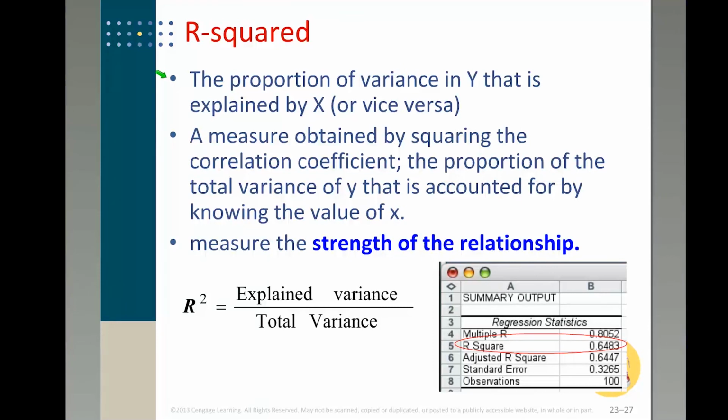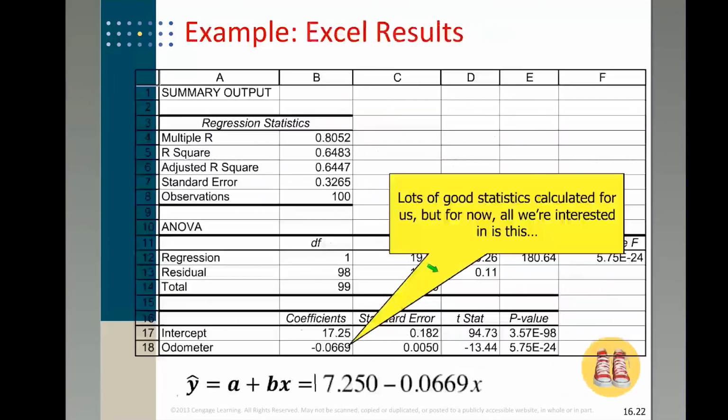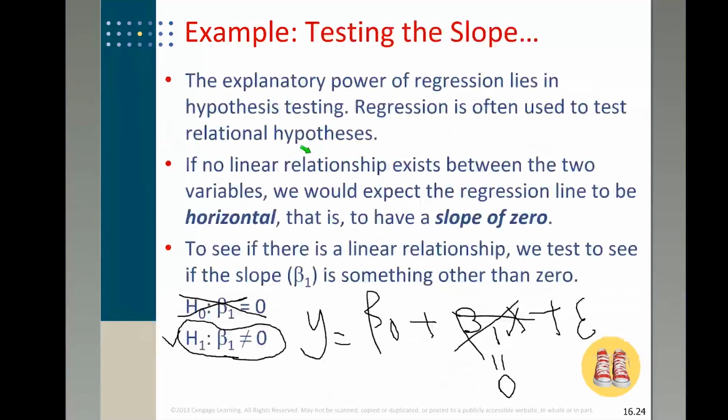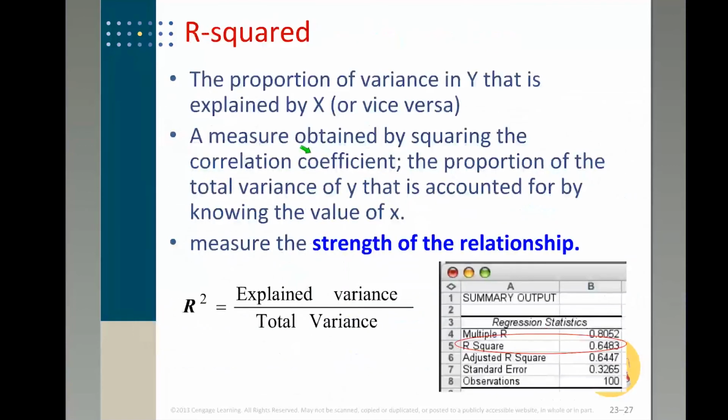There's a measure called R-squared, which is also reported in Excel right here on the top. So let me switch all the way back just to highlight here. Okay, this is the overall Excel output, and R-squared is reported in line 1 in our case here. So R-squared is equal to 0.6483. What does it mean? Okay. So R-squared actually tells us the proportion of variance in Y that is explained by X. Okay, it measures the strength of the relationship.